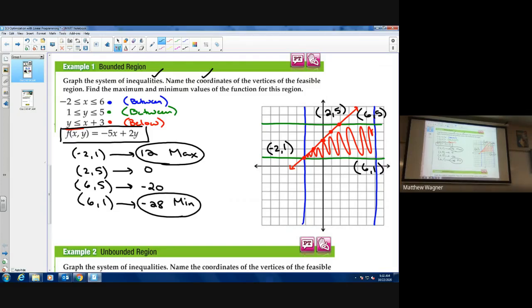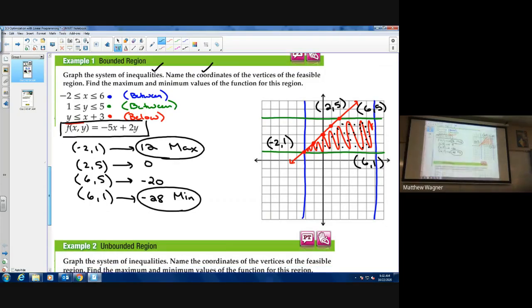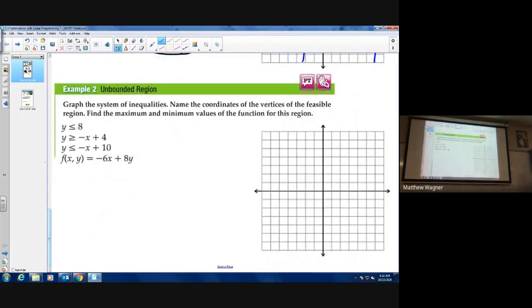Okay, so to further clarify what's going on here, like we said, all of these points in my bounded region work in terms of my constraints. They're all solutions to my constraints. But if I were to plug any of those points in black into this function, they will never be higher than 12, and they will never be lower than -28. All right? And that's what we're looking at today. Again, sorry, this is kind of a long-winded lesson, okay?